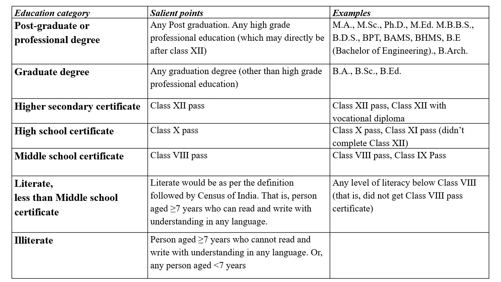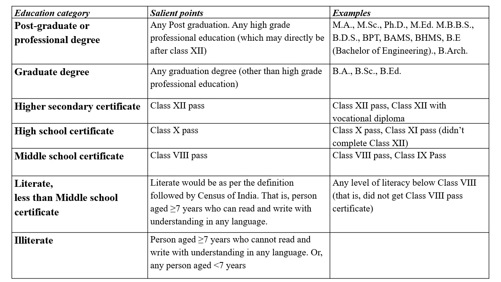First is the postgraduate or professional degree. So any post graduation or any high grade professional education like MBBS, BDS, or a bachelor of engineering. The next is graduate degree, any graduation other than high grade professional education. Next is higher secondary, that is up to the plus 2 level, pass plus 2. Then high school certificate, class 10th pass. Then the middle school certificate, class 8th pass.